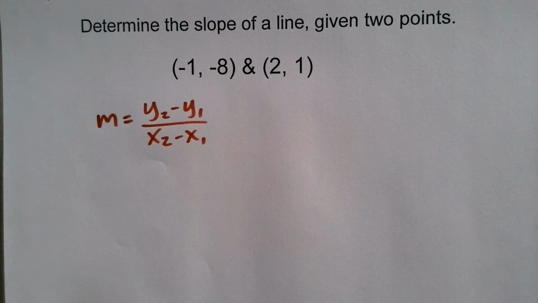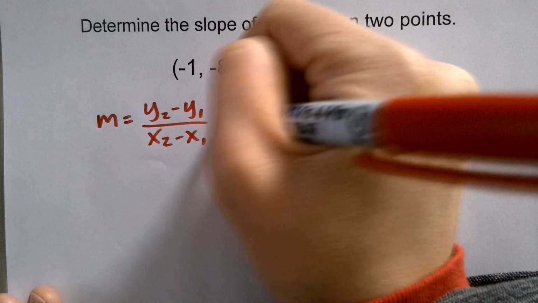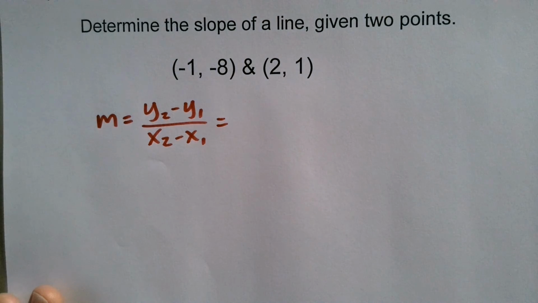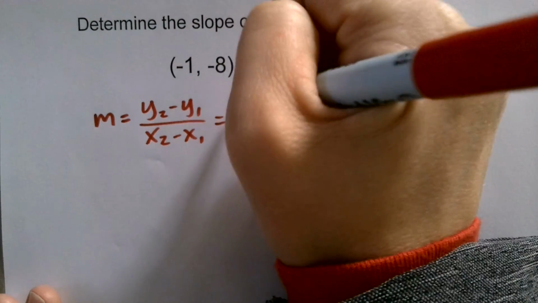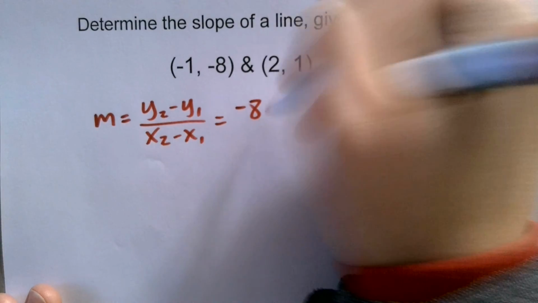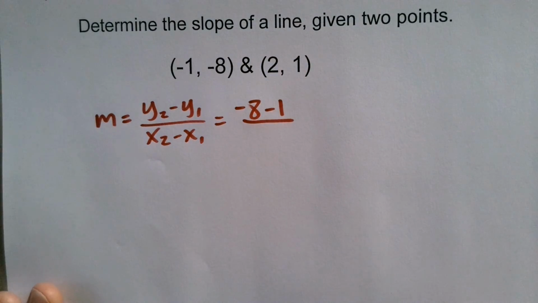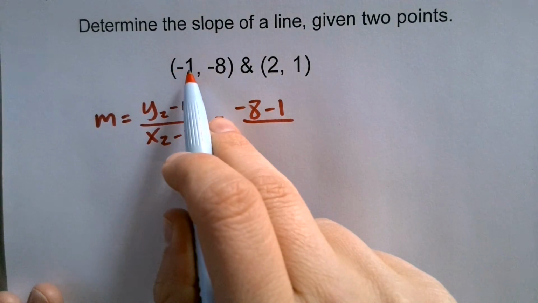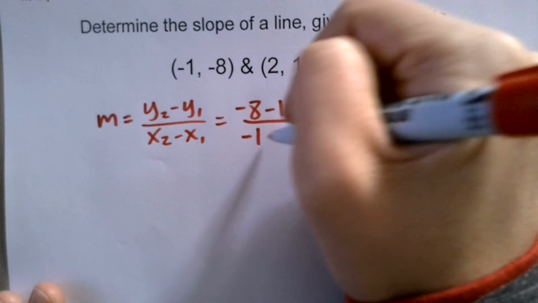Does it matter which point is x1, y1, and which one is x2, y2? No, doesn't matter which one. It does matter that we start with the same point first both times, just like the distance formula. So if I start with my -8 for this y, I would have my -8 minus 1, because I'm subtracting the y values, then I would have to go back to this first point for my first x. So I'd have the -1 minus 2.